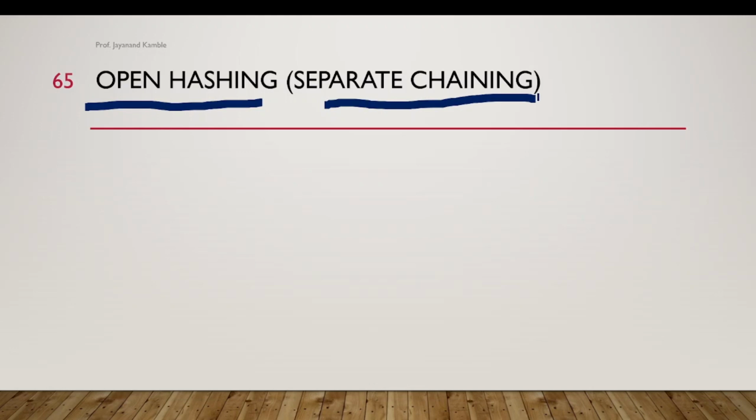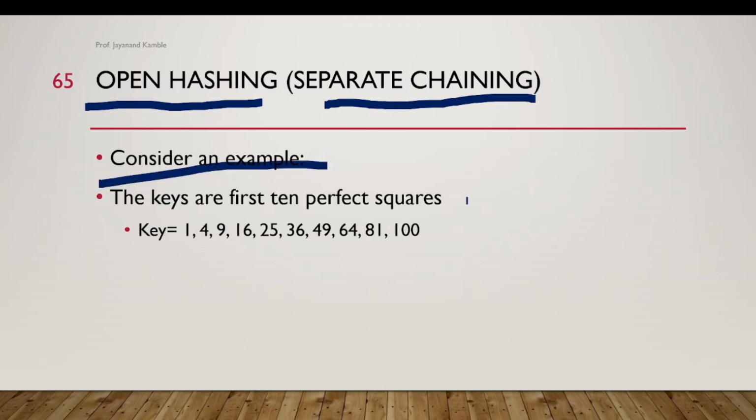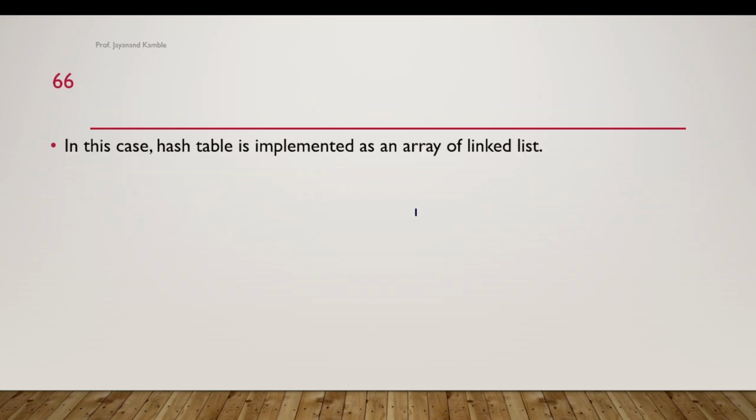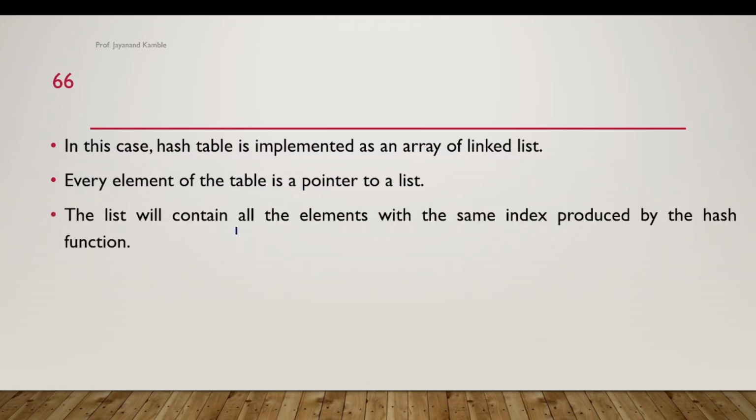We create a separate chain for every element where collision is occurring. Consider an example. The key elements are 1, 4, 9, 16, 25, 36, 49, 64, 81 and 100. These are the first 10 perfect squares. In this case, the hash table is implemented as an array of linked lists. Every element of the table points to a list. The list will contain all the elements with the same index produced by the hash function.